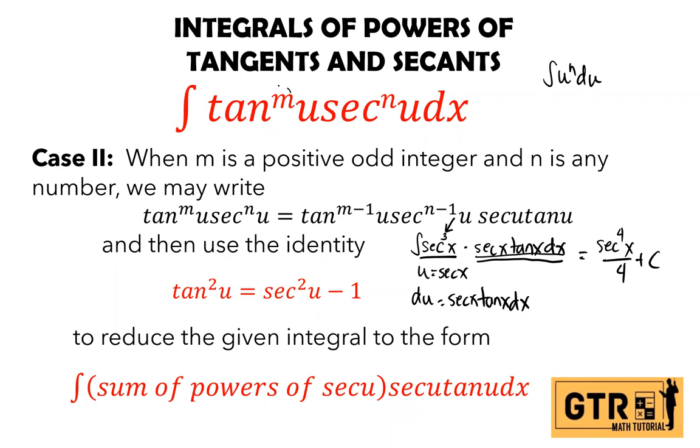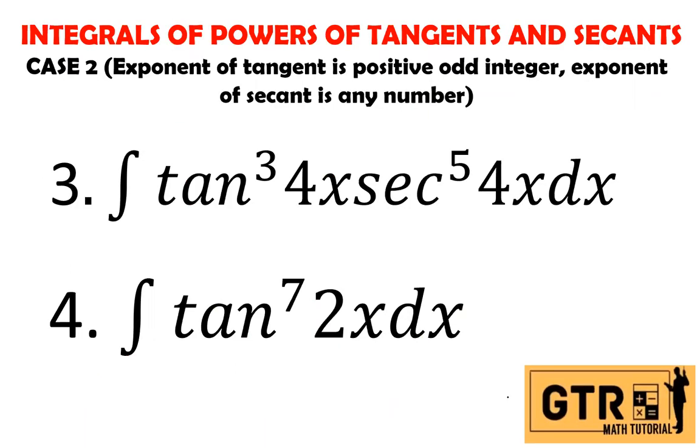So if m is odd and n is any number, we reduce the integral to a sum of powers of secant, and then we isolate secant u tangent u dx. Now for examples number 3 and 4, I hope you already watched case number 1. Try to solve first.